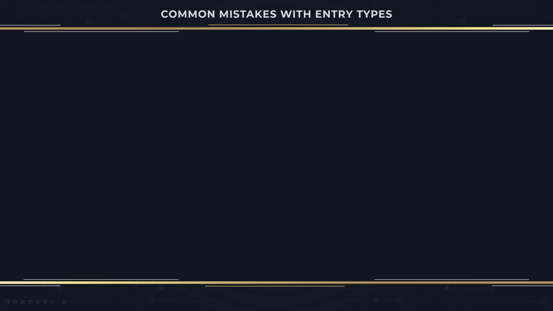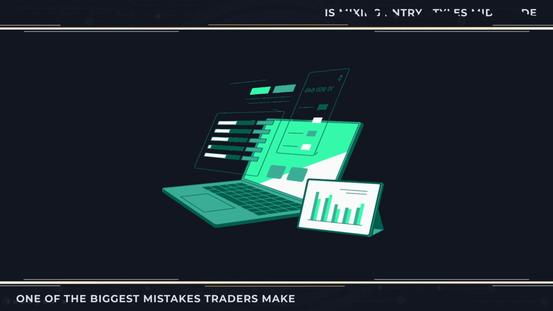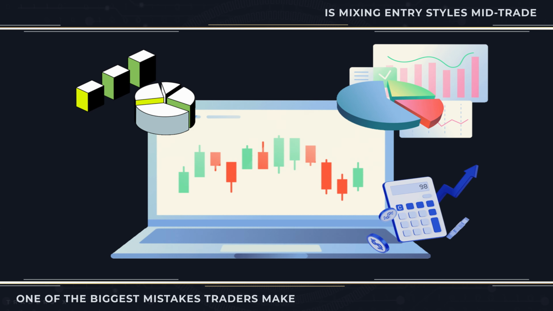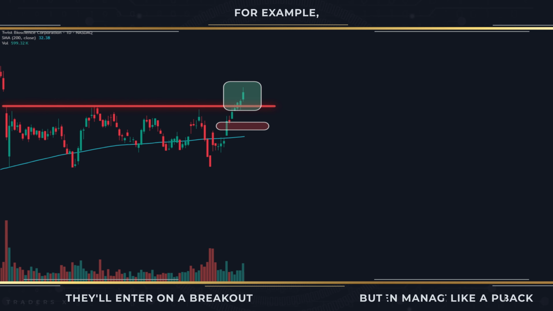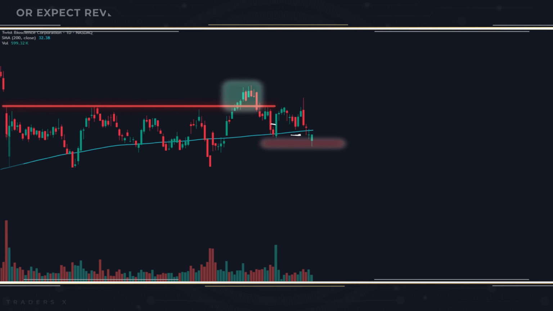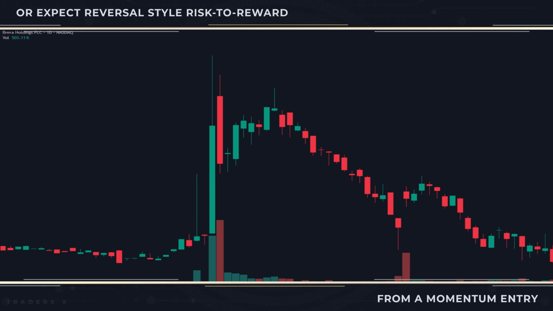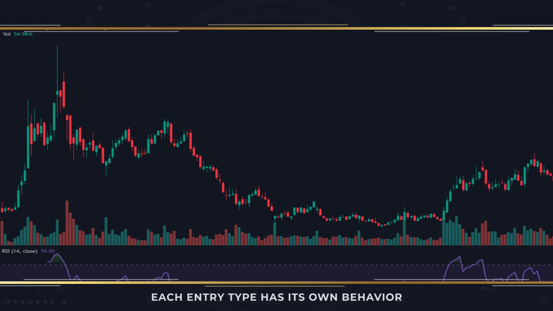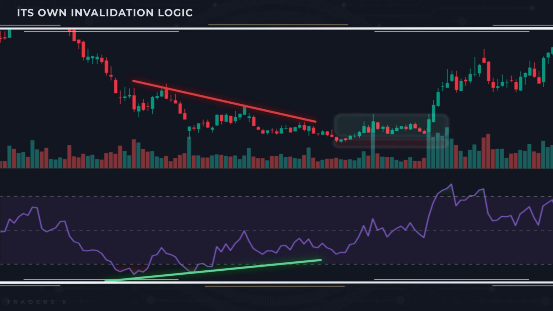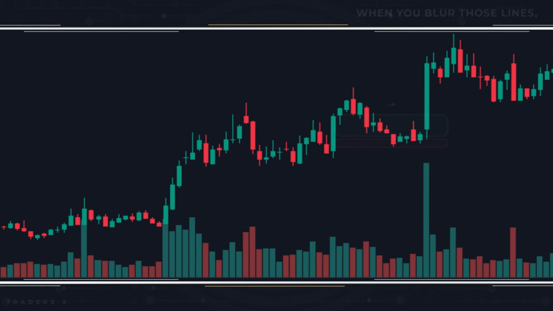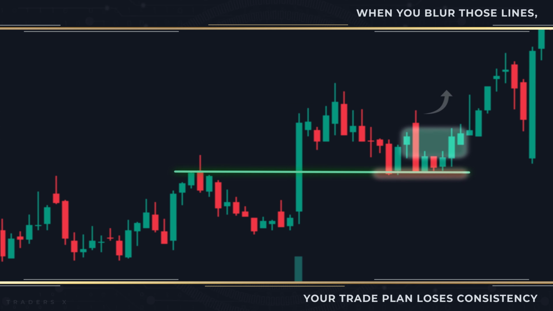Common mistakes with entry types. One of the biggest mistakes traders make is mixing entry styles mid-trade. For example, they'll enter on a breakout, but then manage it like a pullback, or expect reversal-style risk to reward from a momentum entry. Each entry type has its own behavior, its own invalidation logic, and its own expectations. When you blur those lines, your trade plan loses consistency.